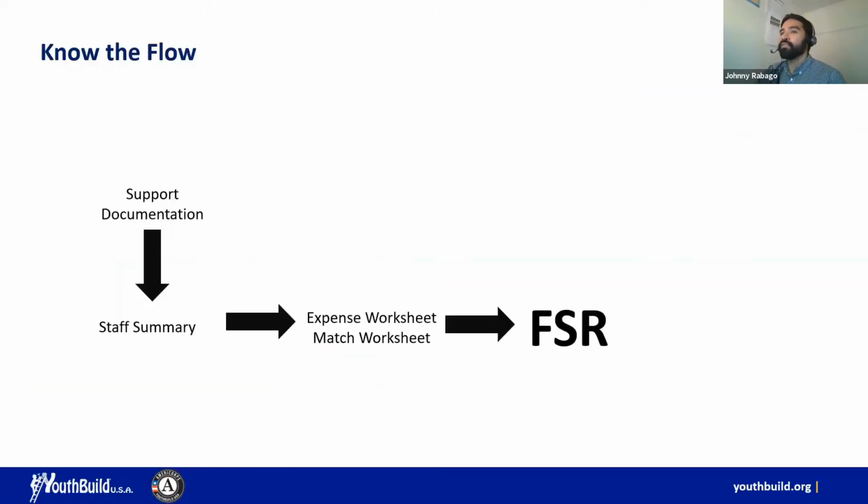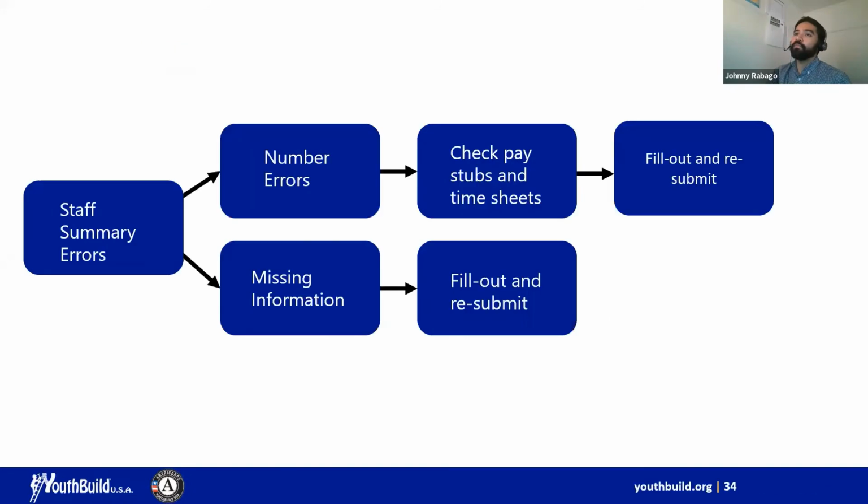Which brings me to the flow. The staff summary is really important, and it depends on the information that you provide. That's their pay stubs and your timesheets. The staff summary feeds into your expense and match workbook that generates that FSR that needs to be signed every month. So when you disrupt this pathway, you're going to have to go back and review what went wrong. And in our case, it was both missing information and number errors.